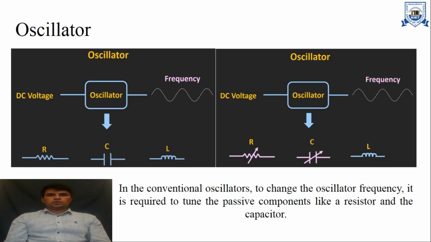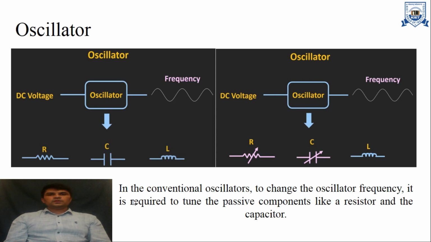So here is an oscillator. Here is the diagram. We have a DC input. In an oscillator we have components like R, L, C: resistor, capacitor, inductor. When we apply DC input to an oscillator, we get an output like this. It is an AC signal and it has a frequency.